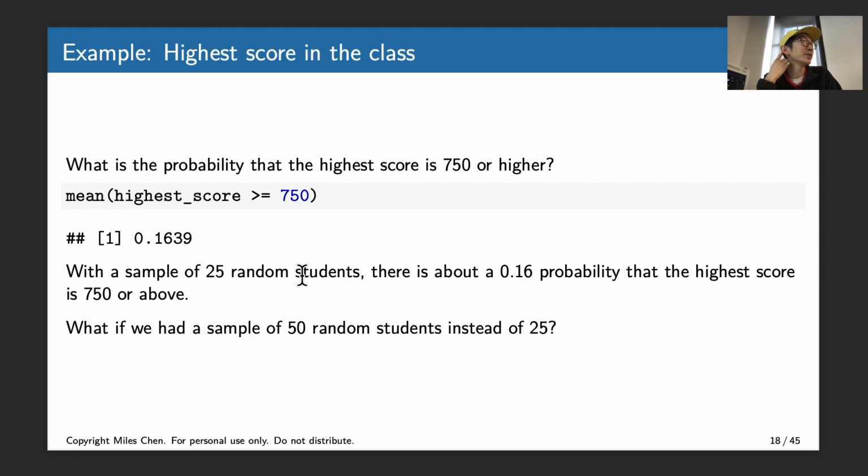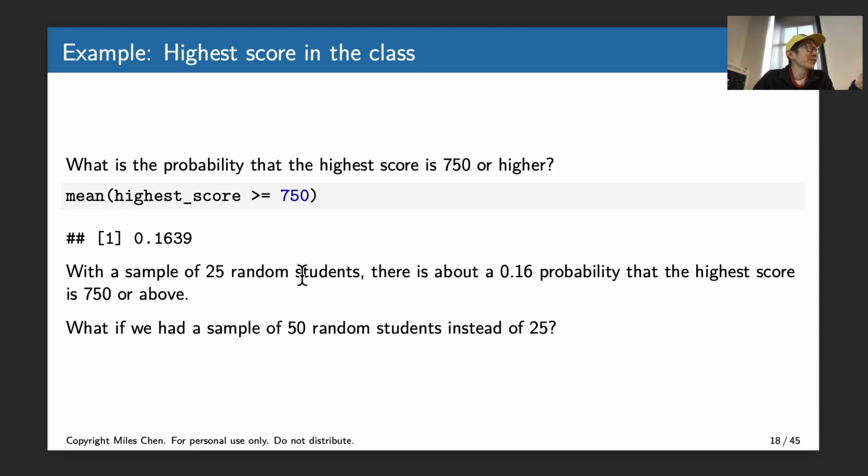We're going to have 50 students rather than 25. We're just going for the max score there. It should go up, right? If you have more students, then the highest score should go even higher, because you have a greater chance of being really high. Okay, but how would you do this mathematically?